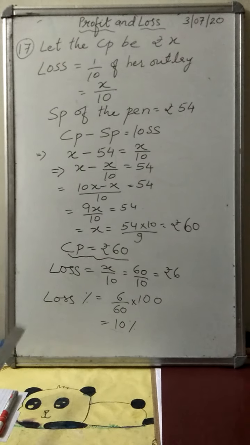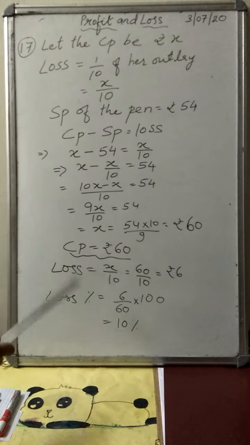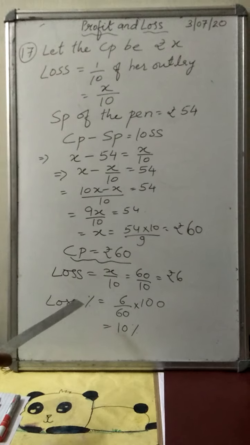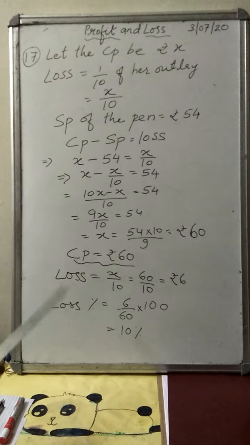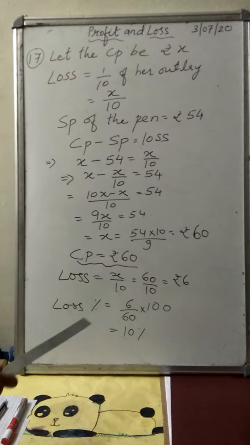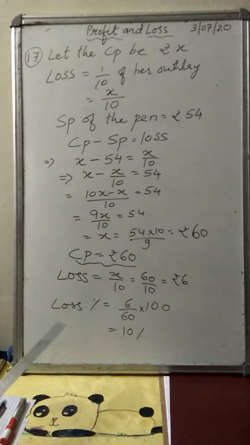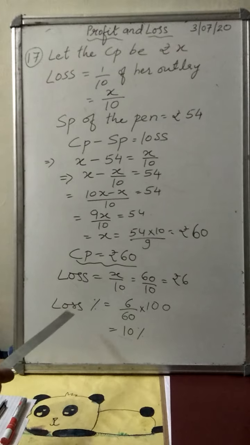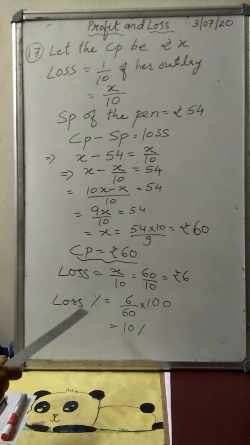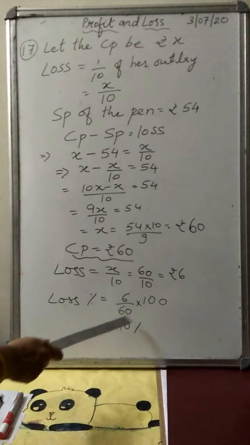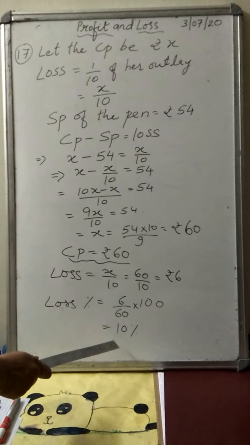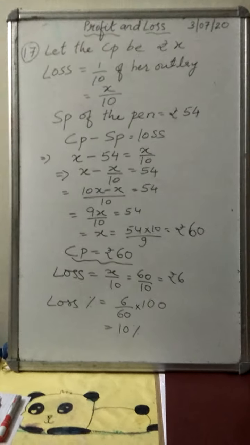Now you have to calculate the loss percent. I have not written the formula here because space does not permit writing everything on the board. Whenever you are finding loss percent or profit percent, you always have to write the formula. The formula of loss percent is loss by cost price into 100. So this is loss by cost price into 100. After solving, you will get 10%.